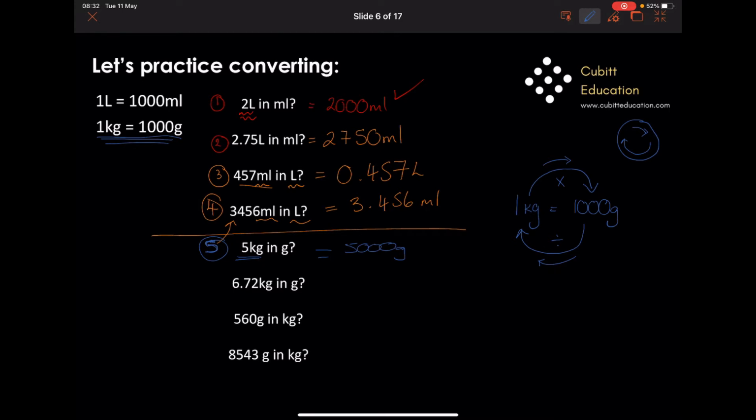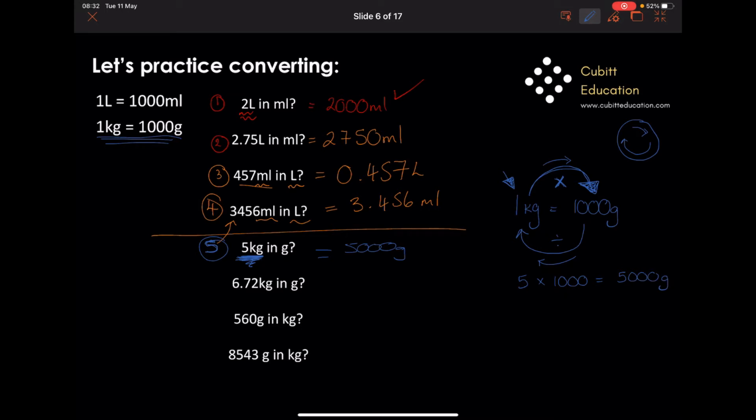And I want to convert 5 kg here to grams. So I'm in kilograms and I need to go to grams. So I've got to go this way and I'm going to have to times by 1,000. So I'm just going to do 5 times 1,000, which we should all know is 5,000.